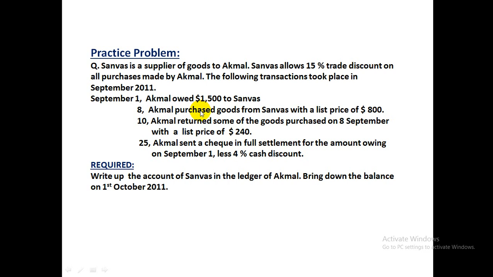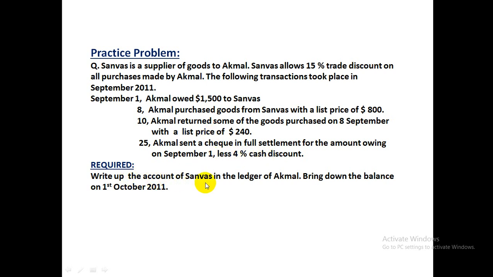On 8 September, Akmal purchased goods from Sanvas with list price. On this list price, we'll apply the discount percentage. Akmal returned goods on 8 September purchase with list price 240. Again, the discount will be applied. Akmal sent a check in full settlement for the amount owing on September 1. On September 1, this was the amount owing, less 4% cash discount.